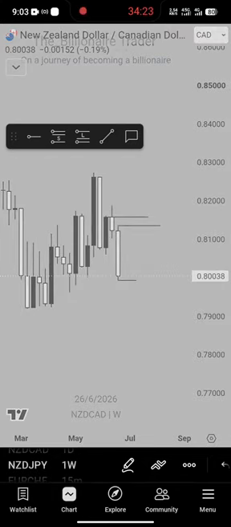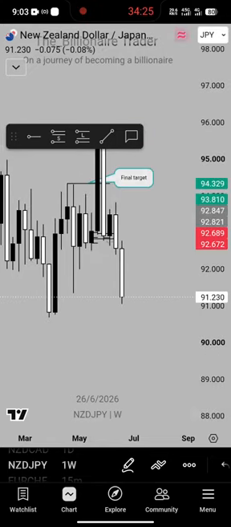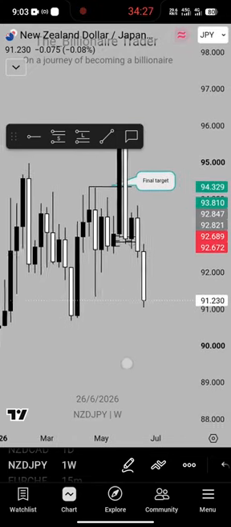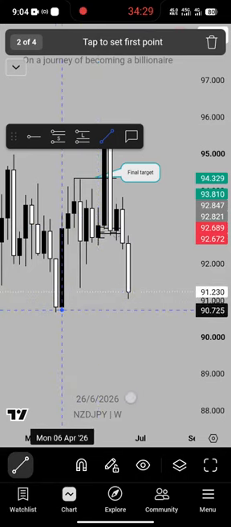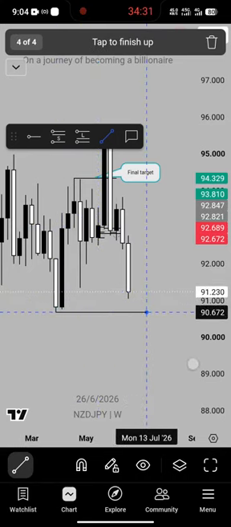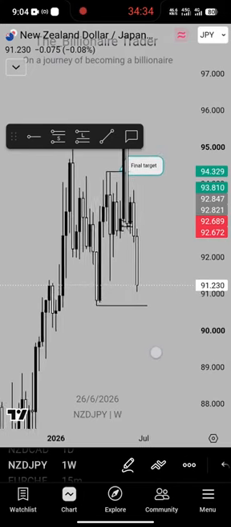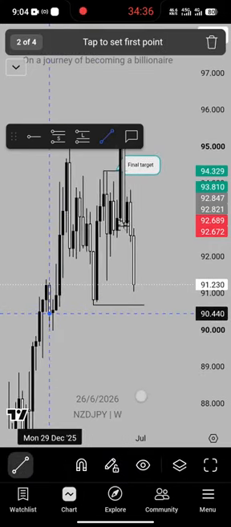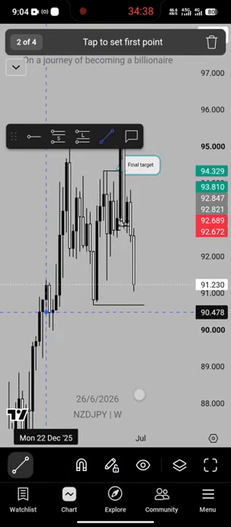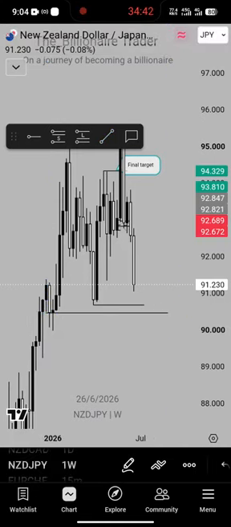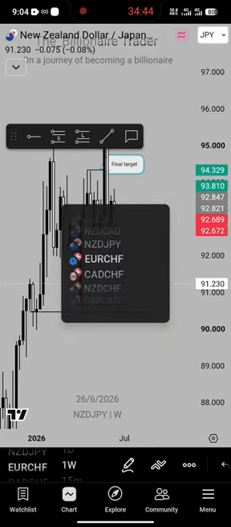SNDJPY, we are still bearish on SNDJPY, and price should be targeting that external liquidity, coming for this opposing key level here, for this key level here. But let's see what is going to happen during the week.